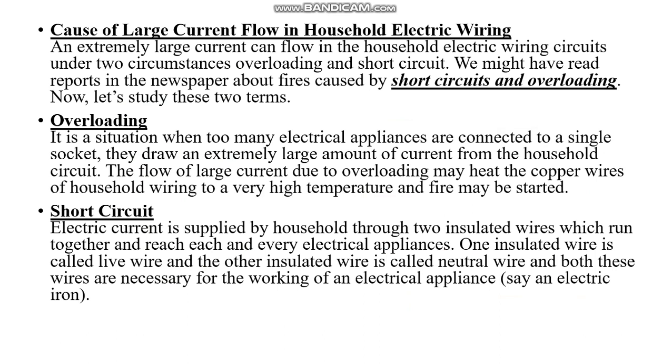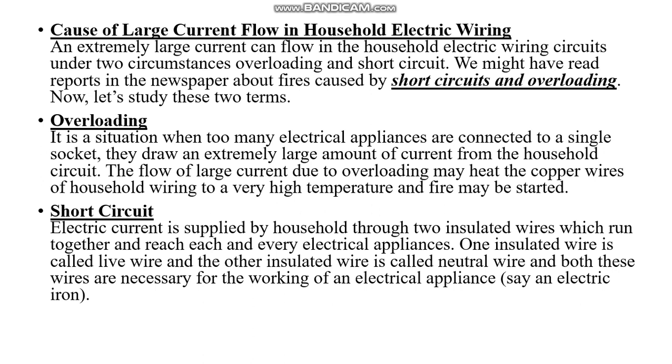Next we will see the causes of large current flow in household electric wiring. An extremely large current can flow in household electric wiring circuits under two circumstances, that is overloading and short circuit. Overloading is when too many electrical appliances are connected to a single socket, which can lead to overload.